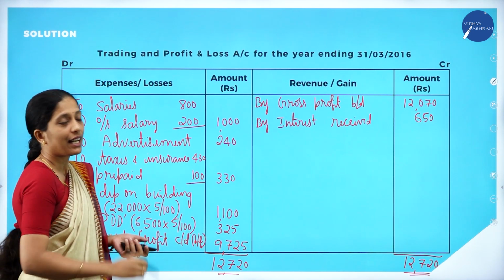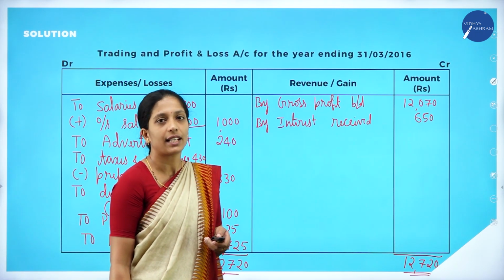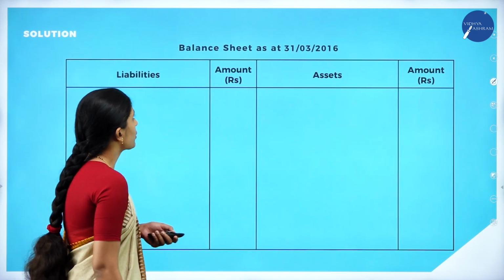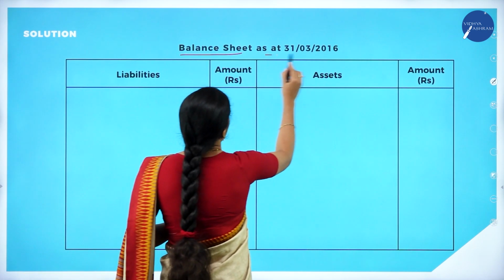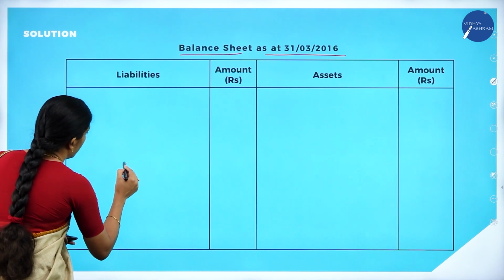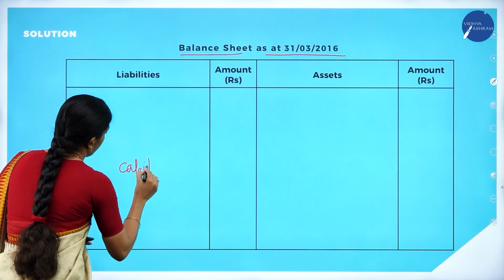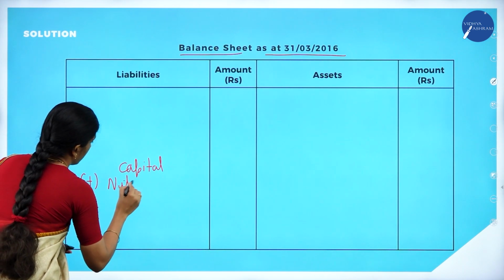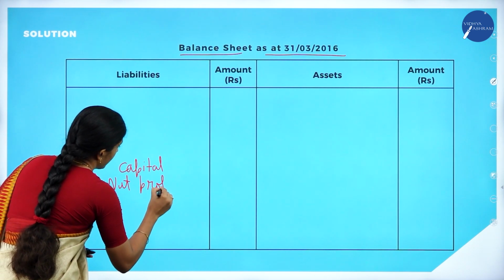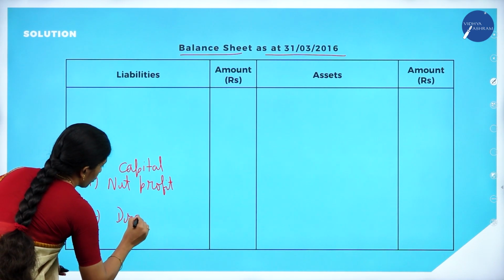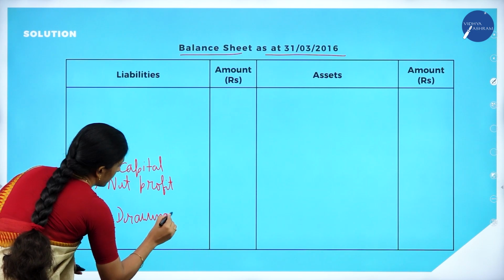So hope you are clear. 9,725 is the net profit. You have to take this net profit into the balance sheet. So we shall start the balance sheet. Balance sheet as at 31st March 2016. First we shall record the capital. So capital, add net profit, minus drawings. This is how you have to show the capital.